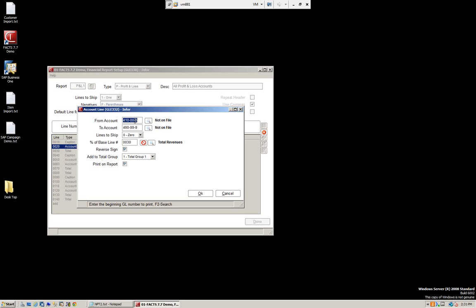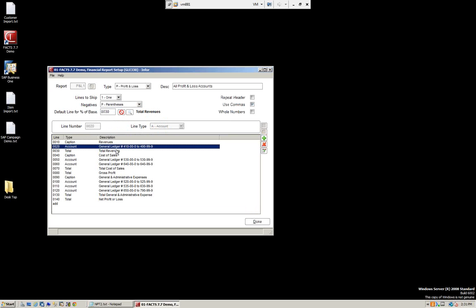Typically, revenue accounts start with a 4, costs start with a 5, and so on. Expenses are 6 and 7s and that kind of stuff. That's kind of a standard way accounting is done. So it just makes it easier that way. Again, I can base my percentages. You can see it's all based on that line 30, which is the revenue. And the same thing here.